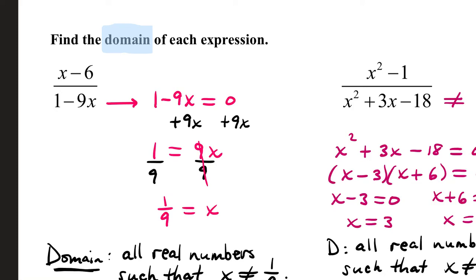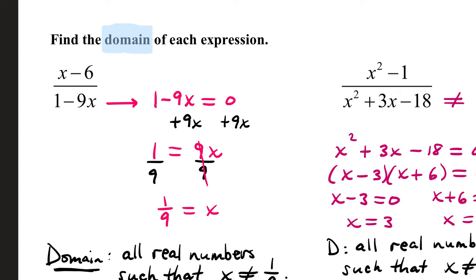Find the domain of each expression. In our first few examples, we're going to have rational expressions. That's a fancy word for a fraction with algebraic terms in the top and bottom. We start with (x − 6)/(1 − 9x). If your expression is rational, the domain is all the values of x for which you could substitute in for x and not have a zero denominator.